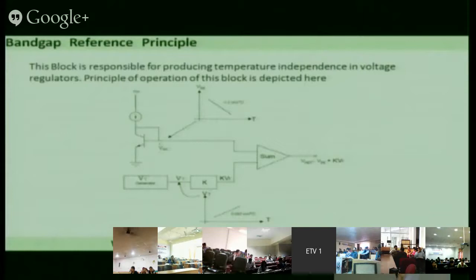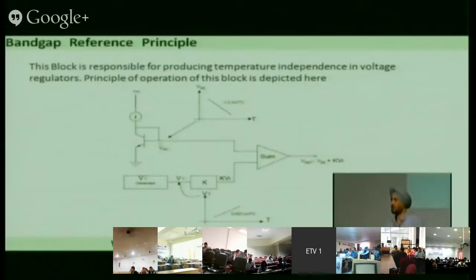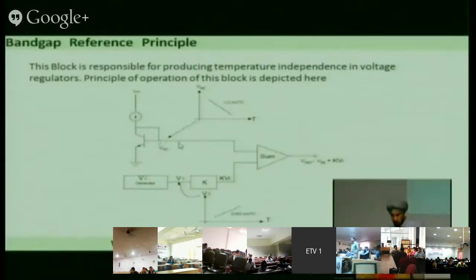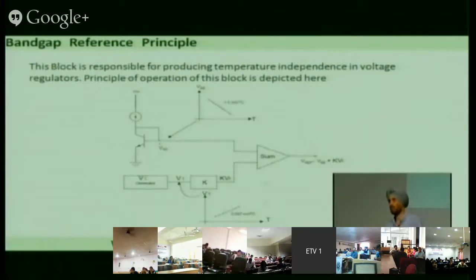So for every 1 degree centigrade change in temperature, the base to emitter voltage, VBE, falls by 1.5 millivolt, which is written here. So the voltage at this line is falling at the rate of minus 1.5 millivolt per degree centigrade. Now I have to make another line here.